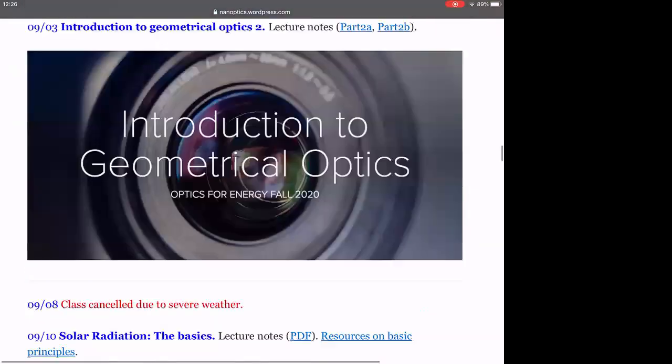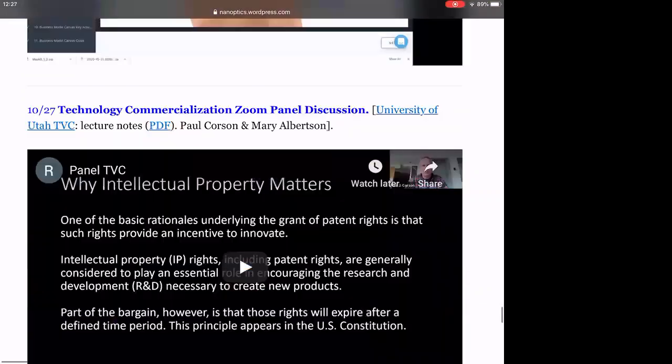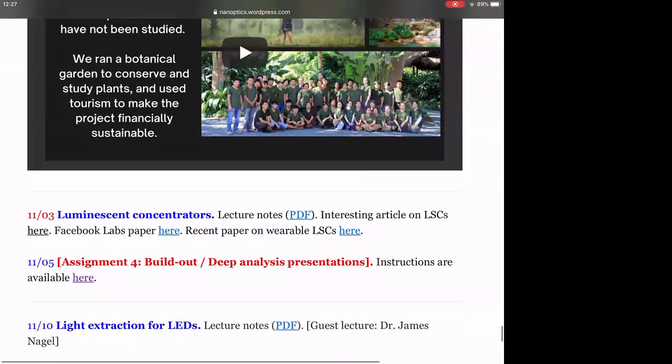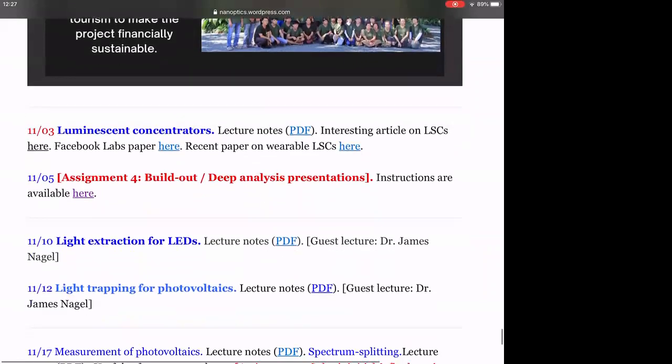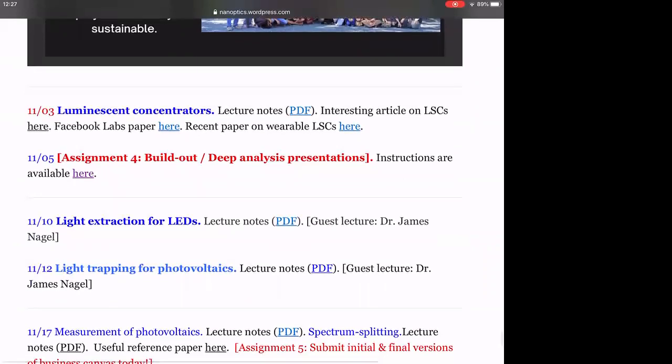Actually, before I do that, maybe just take a quick review of the schedule, where we are. So we are here November 3rd, election day. We're going to talk about luminescent concentrators. It's a little bit of a short lecture, so I'll spend a little time on the instructions for the last 2 assignments. Assignment 4, of course, is due on Thursday. So for those of you who are presenting in class, make sure you're prepared. The section 90 students, make sure you submit the videos.